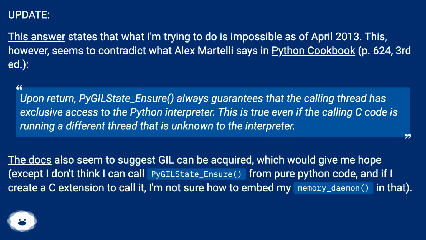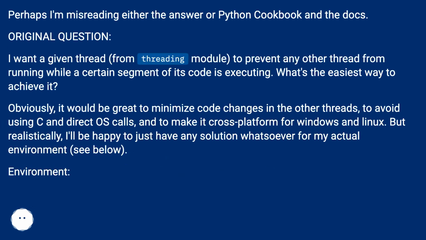The docs also seem to suggest the GIL can be acquired, which would give me hope, except I don't think I can call PyGILState_Ensure from pure Python code, and if I create a C extension to call it, I'm not sure how to embed my memory_daemon in that. Perhaps I'm misreading either the answer or Python Cookbook and the docs.